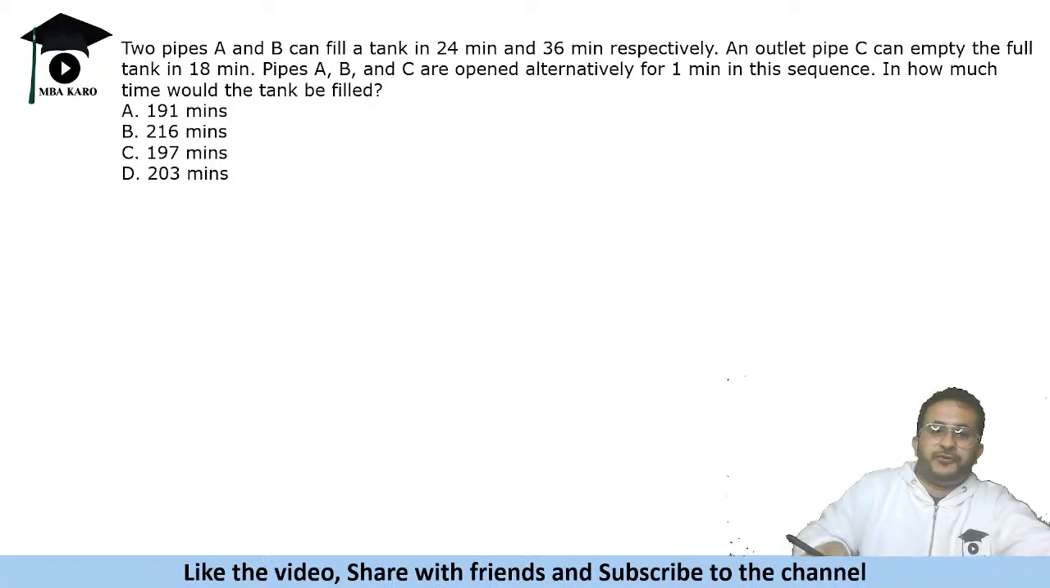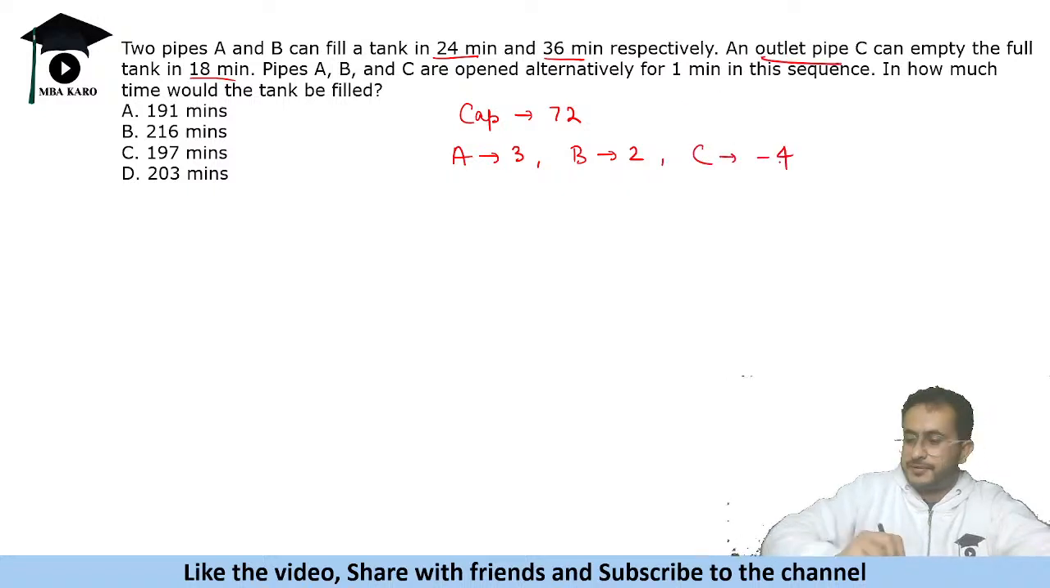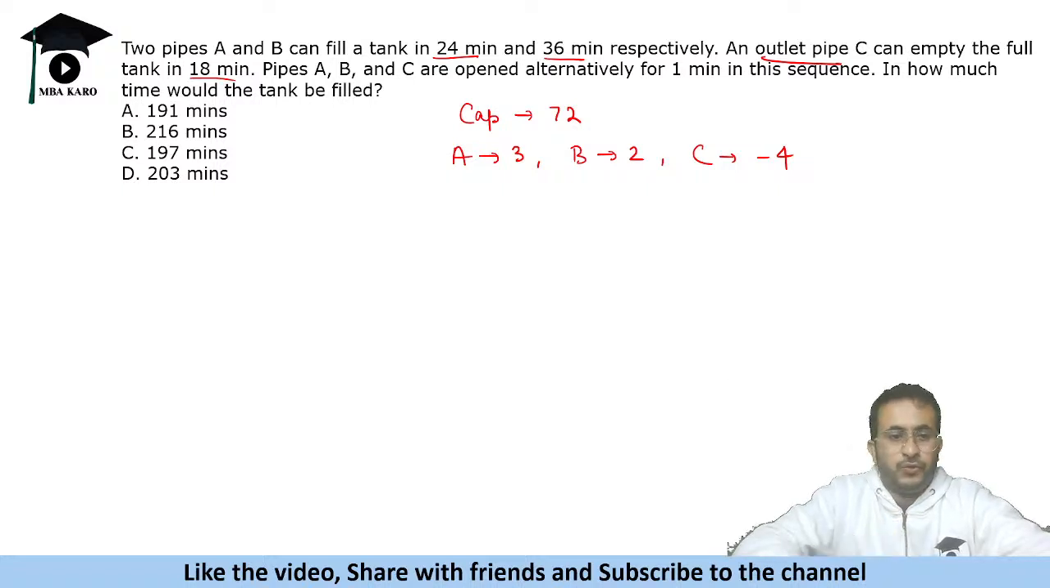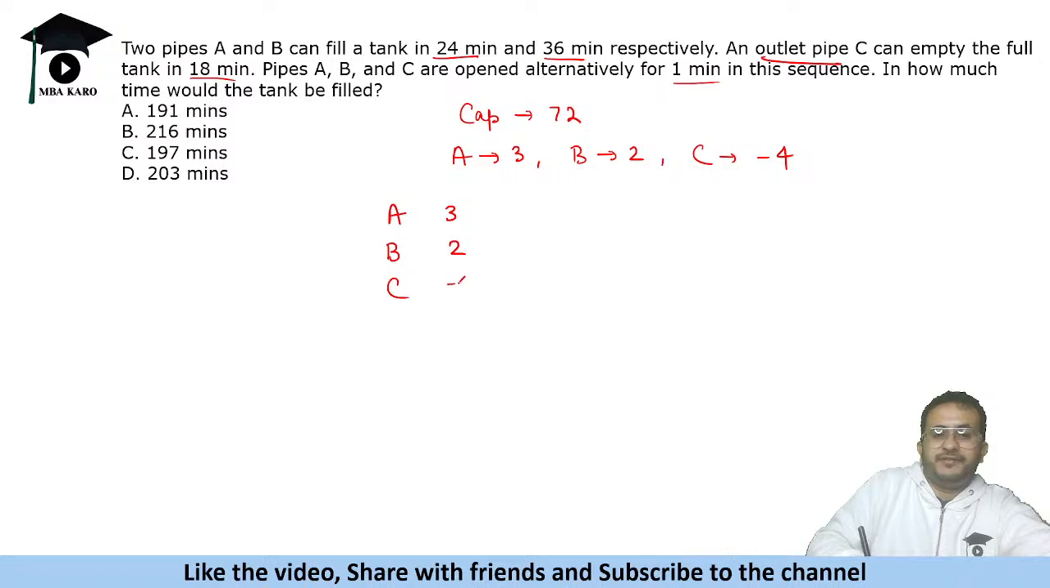Now, first and foremost thing that we do in time and work questions is let us put to work LCM of 24, 18 and 36. So let us say the capacity is 72. So A fills 3 units, B fills 2 units, and C is an outlet pipe, so it will empty 4 units. Okay. Now, how to do this question is like first 1 minute each in this sequence. So first minute A will work, will fill 3 units, then B will fill 2 units, and then C will empty 4 units.